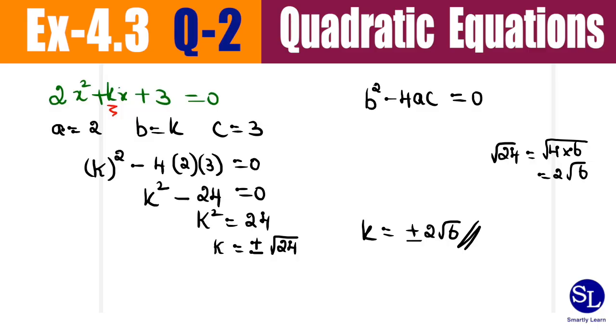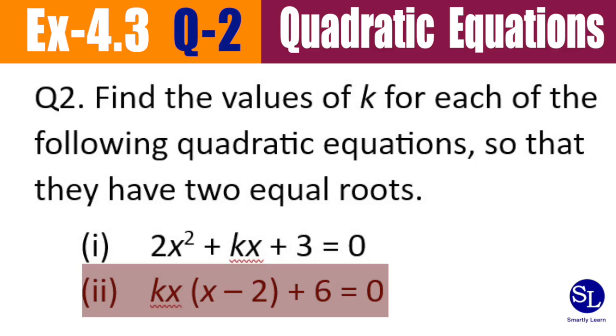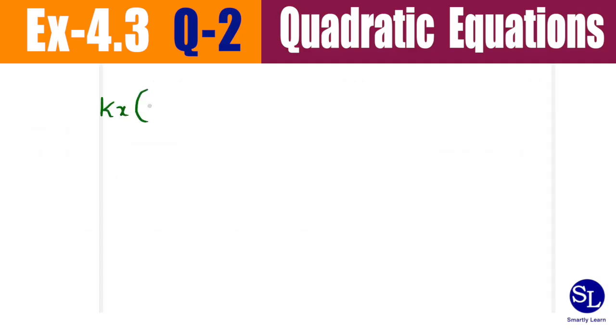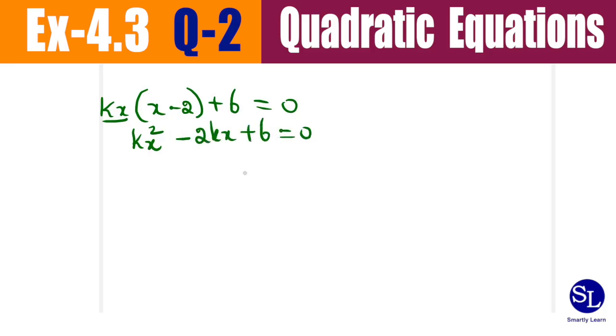Now, let us look at the second quadratic equation. So, the equation is kx into x minus 2 plus 6 is equal to 0. Now, this doesn't look like the standard form. So, first let's multiply and arrange everything so that you can look at a nice quadratic equation. So, multiply kx with x minus 2, so you get kx squared minus 2kx plus 6 is equal to 0.